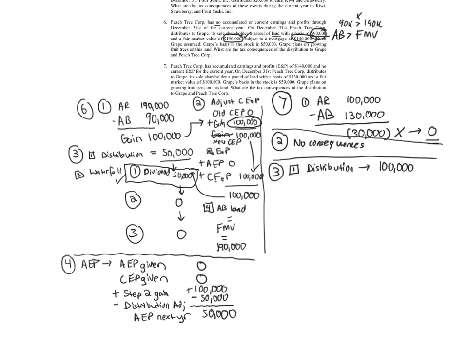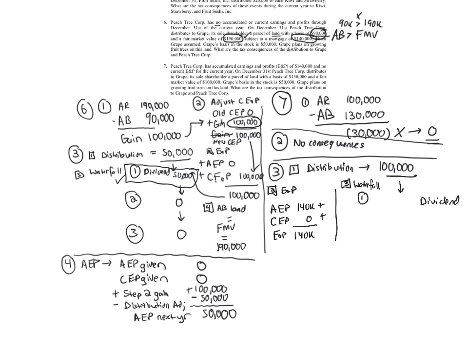Okay. Part 2, E&P. We're told accumulated E&P is $140,000. Current E&P is 0. So we've got $140,000 of E&P. Right? Because remember, when it's positive and the other is 0, you can add them together. Step 3 is the waterfall. Take the distribution amount, 100,000. First portion is dividend to the extent of the E&P, which is 140, so all $100,000 is a dividend.